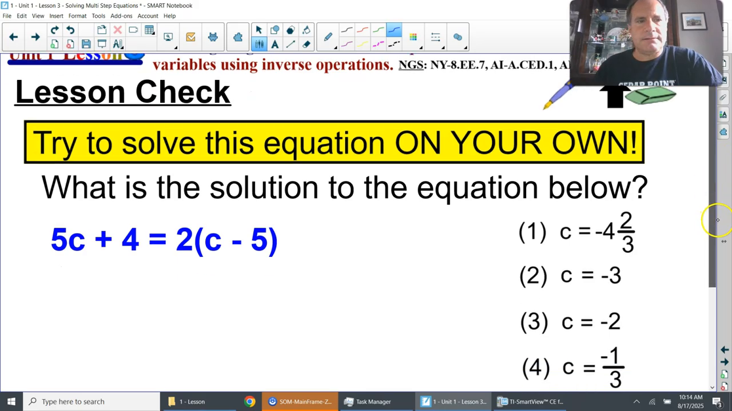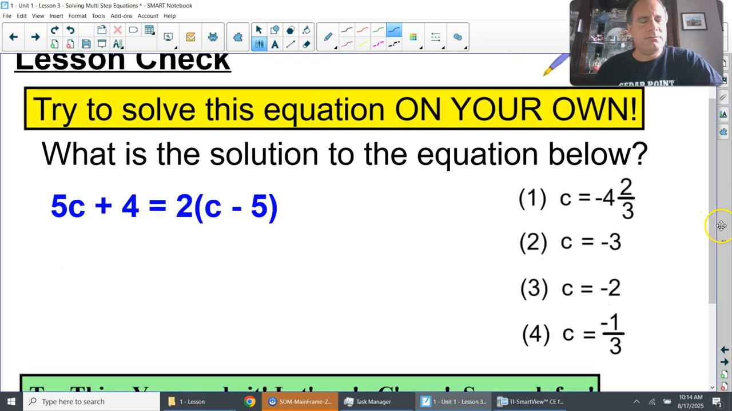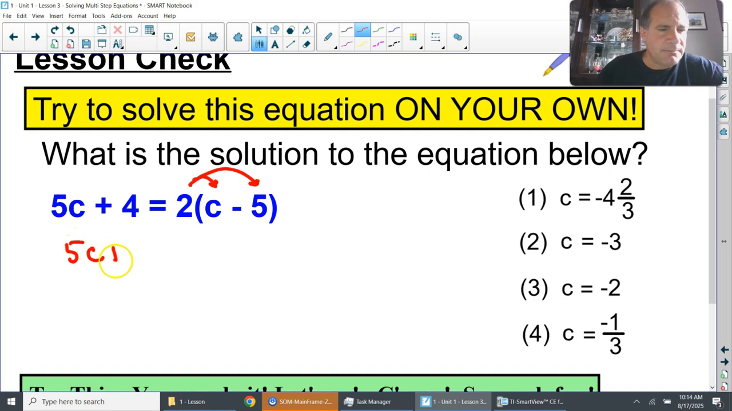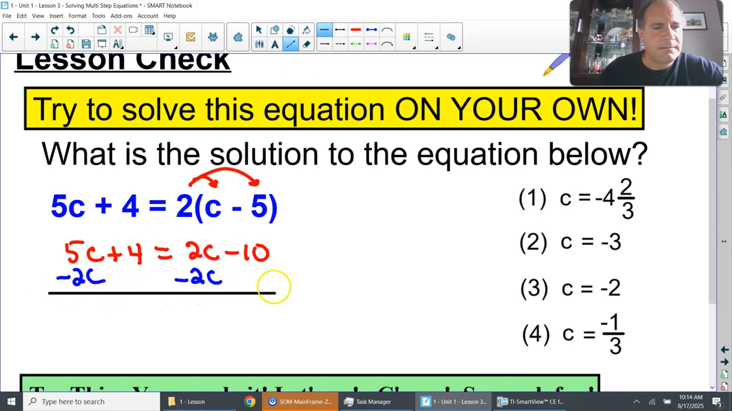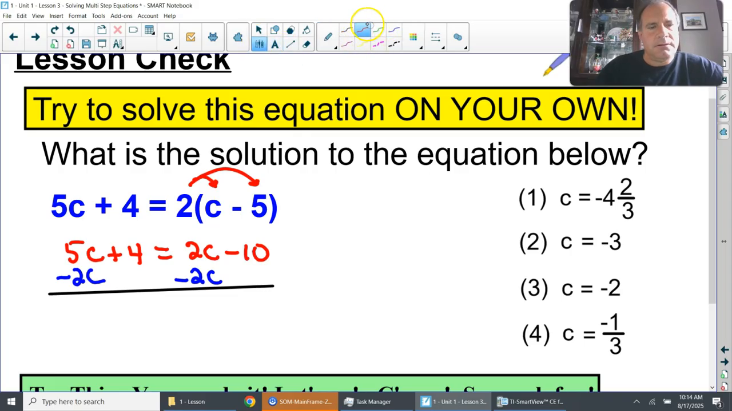All right, let's do a lesson check to solve the equation on your own. Just want to make sure that you understand how to do it and what steps to take. You see parentheses, you just go ahead and use the distributive property. So you have 5c plus 4 equals 2c minus 10. Then I'm going to get the smaller c, the smaller coefficient variable, over to the larger.